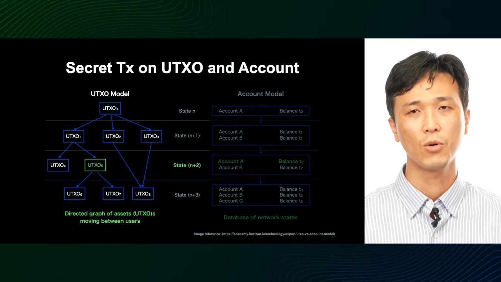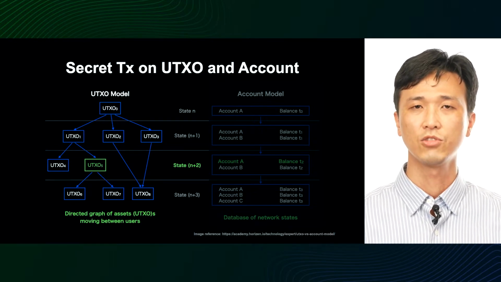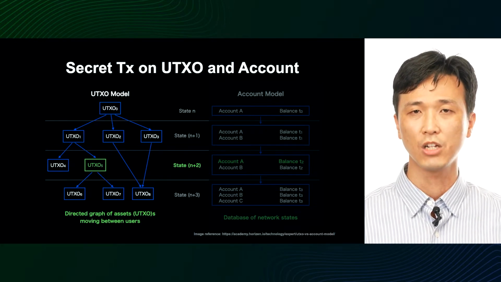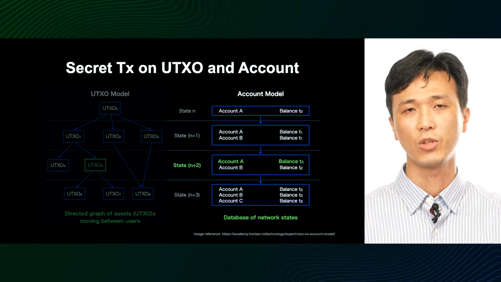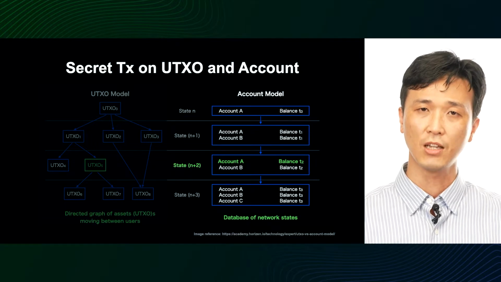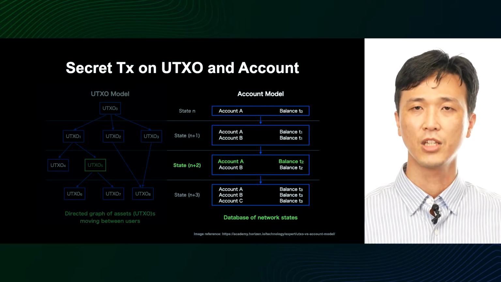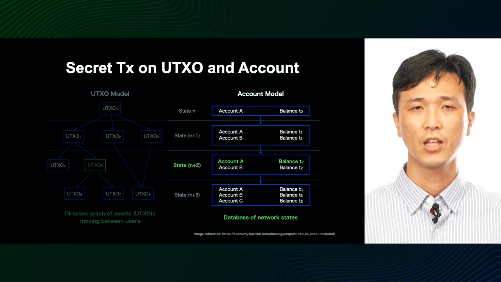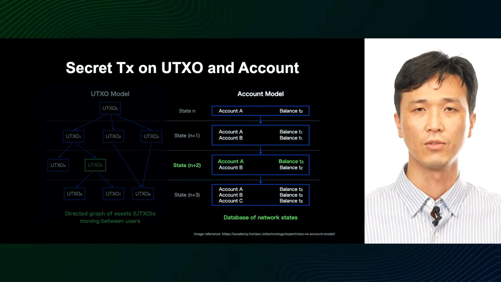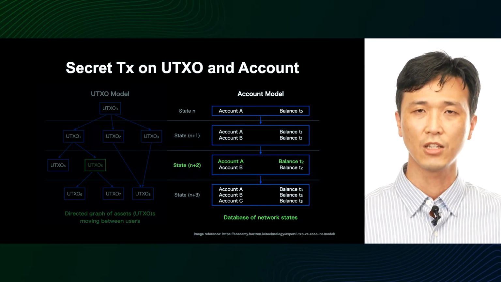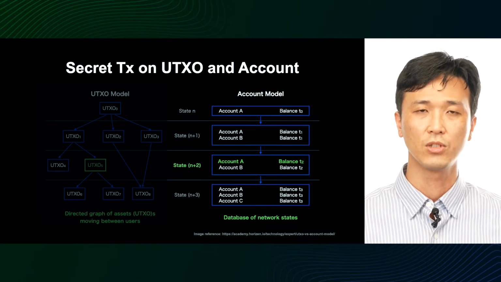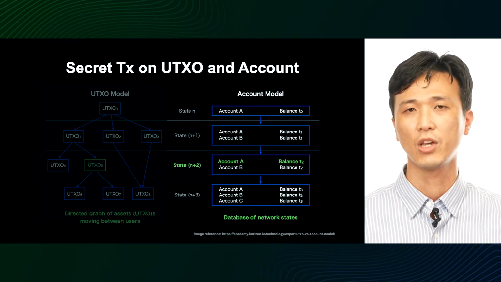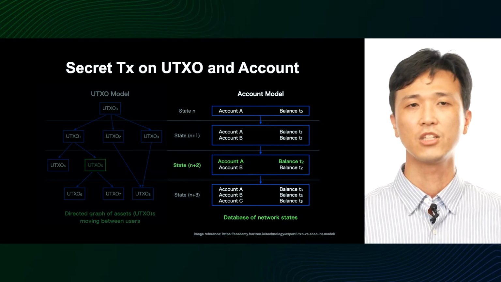I hope. So in summary, if the UTXO 5 on the left is secured by state in the UTXO model image, no matter which technology you use, you just need to prove that you own UTXO 5. However, if you want to make a secure transaction of balance T2 of account A in state n plus 2 of the account model on the right and reflect it in state n plus 3, you need to prove why balance T2 of account A is a valid balance in state n plus 2.